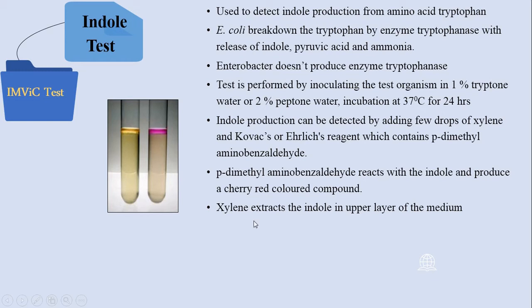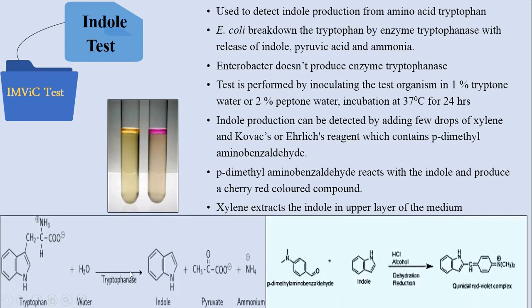These are the biochemical reactions in the indole test. The tryptophan which is present in tryptone or peptone is converted to indole, pyruvic acid and ammonia by the enzyme tryptophanase produced by the test organism. The produced indole reacts with the para-dimethylaminobenzaldehyde which is present in the Kovacs reagent and produces a cherry red or pink colored compound, and therefore there is development of a pink colored ring. So this is a reduction type of reaction.